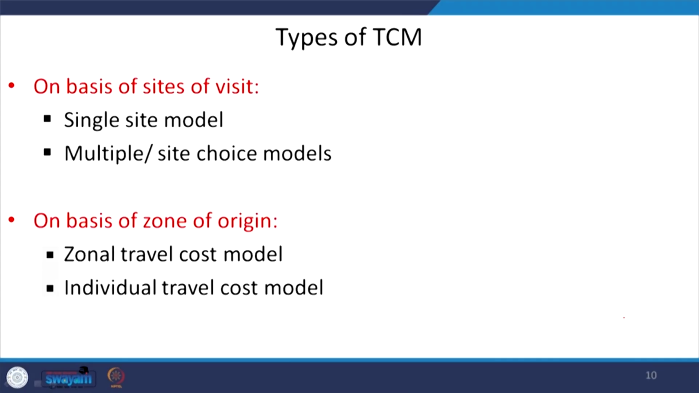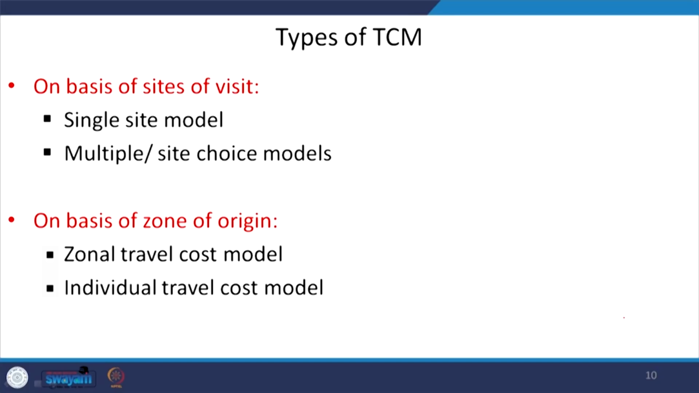So, based on these dimensions, what are the 3 dimensions that we must take into account in the travel cost method? Here we can actually have a framework. For the typology of the travel cost method, we can divide this travel cost model broadly into 2 categories: based on the sites of visits and based on the zone of origin.